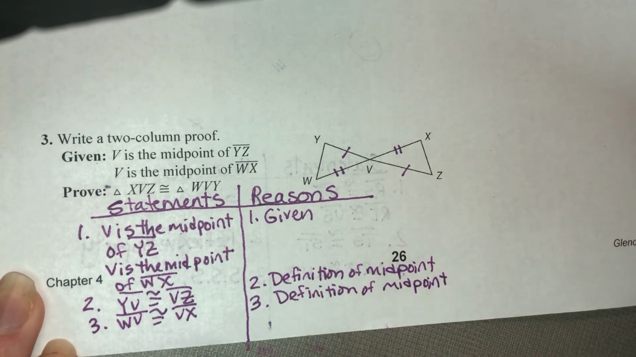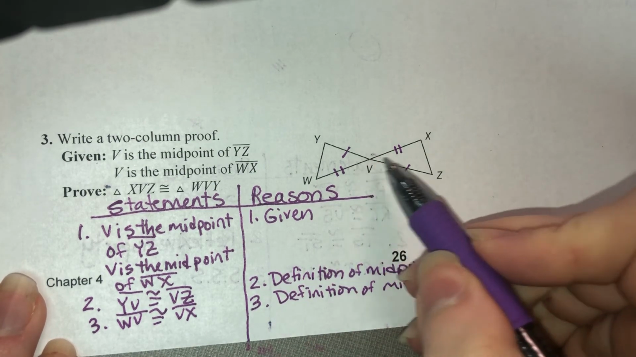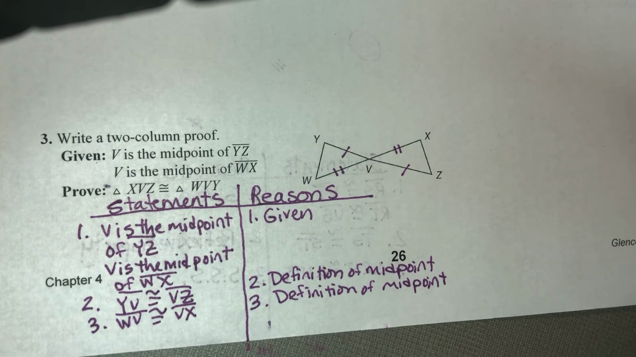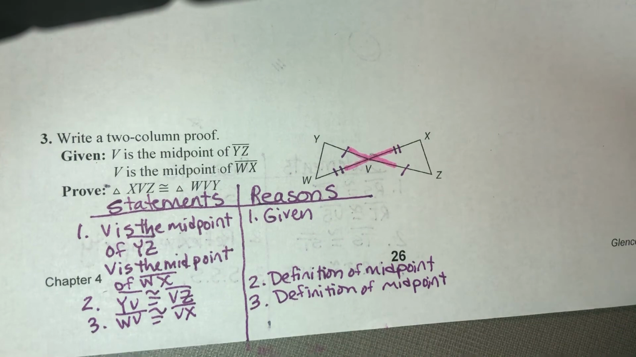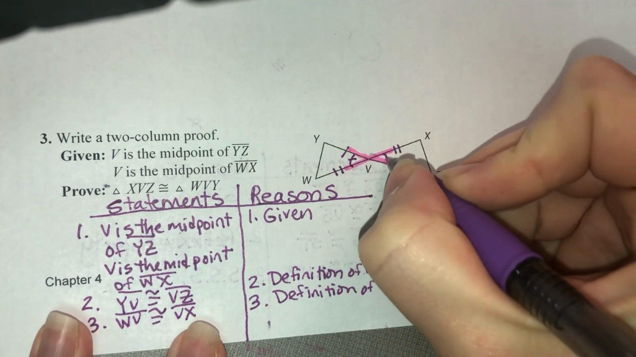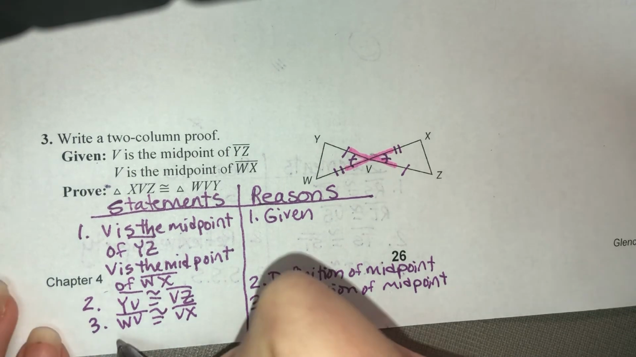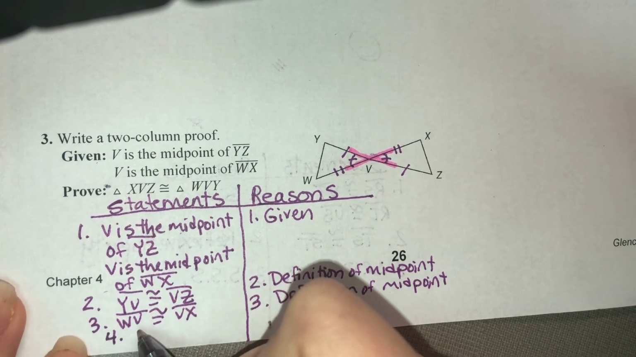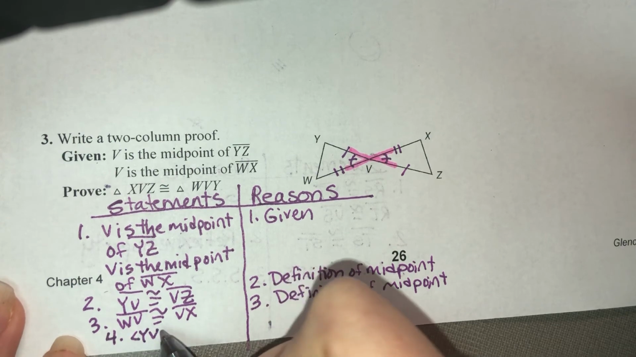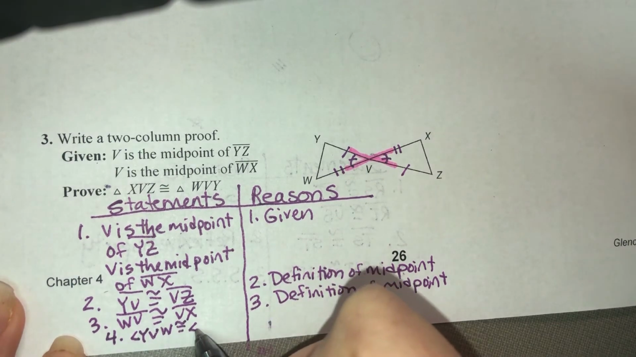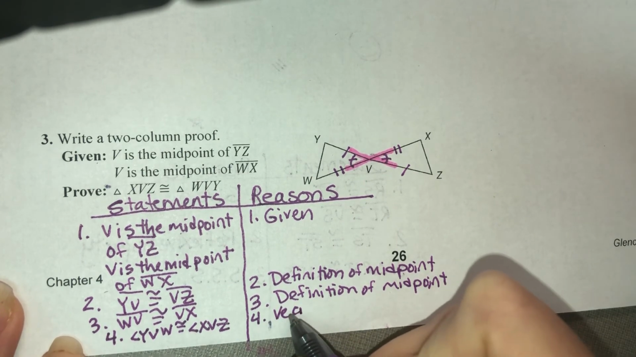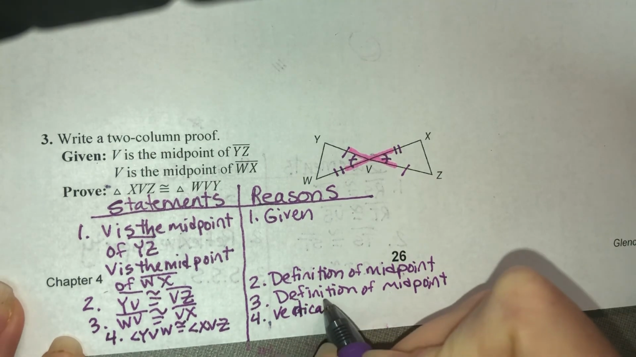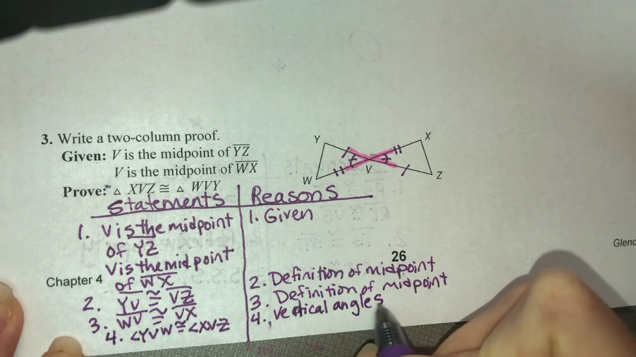Now, I need one more thing to be congruent in both of these triangles in order to say they are congruent triangles, and this is going to be this angle in the middle. You can see in the middle you have an X, and the angles across from each other at an X are called vertical angles. And so those angles have to be congruent as well. So for number 4, I'm going to say angle YVW is congruent to angle XVZ, and that's going to be because they are vertical angles, and vertical angles are congruent.